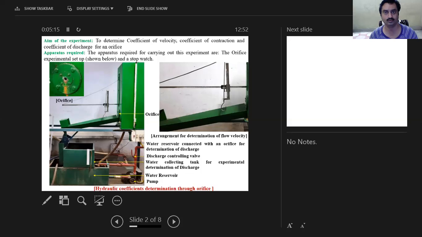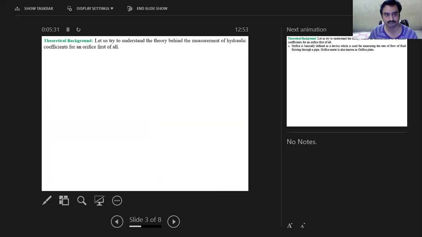You are aware of the objectives of this experiment, and you are also aware of the experimental setup and its various components, which is basically being used for determination of these hydraulic coefficients. Okay, coming to the next slide.